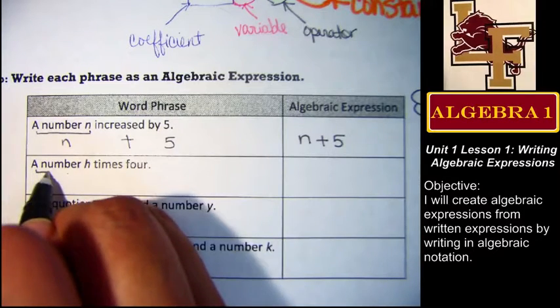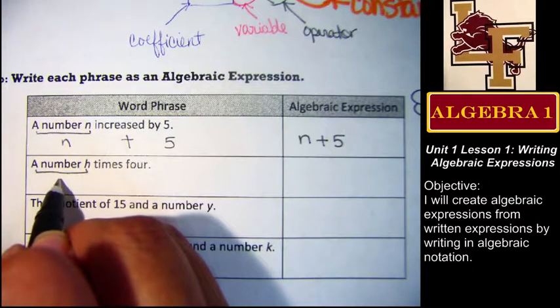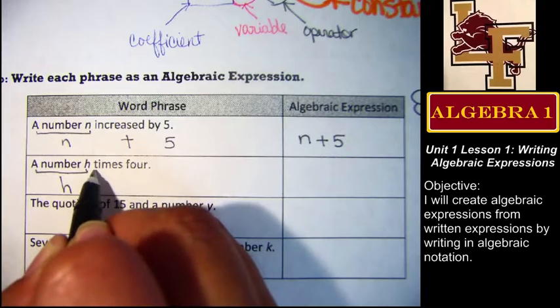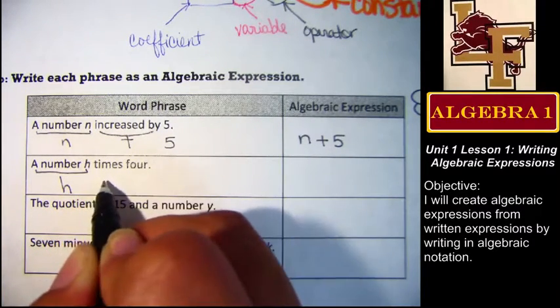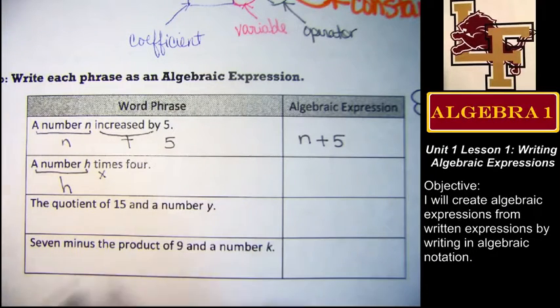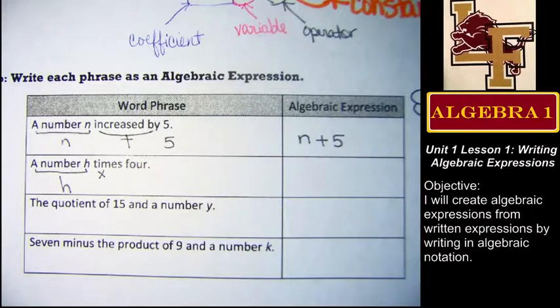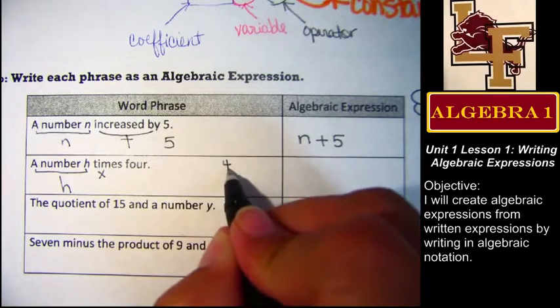Let's look at the next one. A number h, that's our variable, times 4. What symbol can I use for times? The multiplication symbol. I can use an x for multiplication. Do you see the problem yet? It can look like a variable, like the variable x. If I didn't have the context of the words, I wouldn't know which one you mean. Oh, you have to put them together.